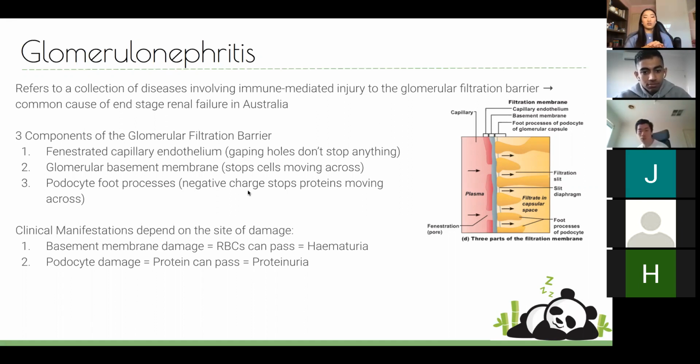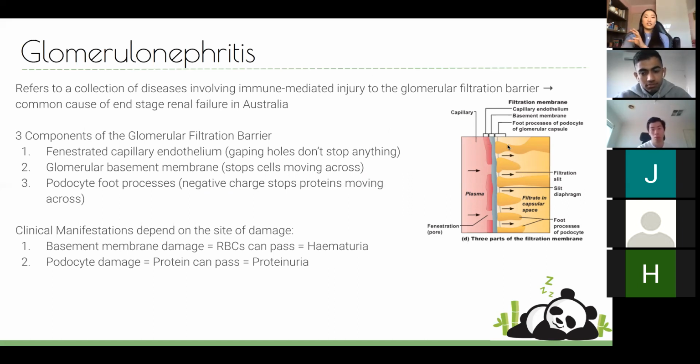So we know that there's three components to the glomerular filtration barrier. You've got your fenestrated capillary endothelium here. And remember that the whole thing with fenestrated is that it has gaping holes in it, so it doesn't really stop anything. It's not much of a barrier. Then you have the glomerular basement membrane, and the function of the glomerular basement membrane is to stop cells moving across, specifically red blood cells. And then you have your podocyte foot processes on the very outside.